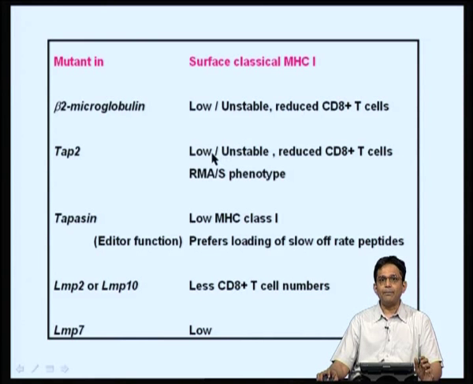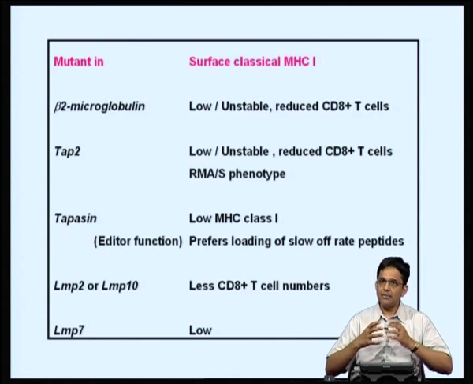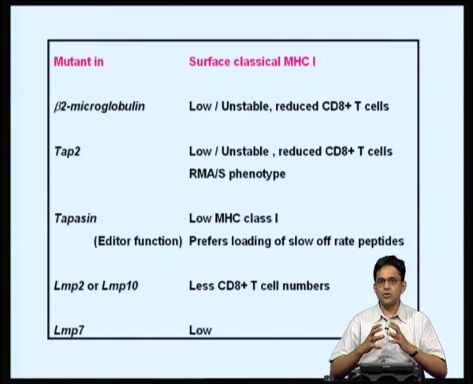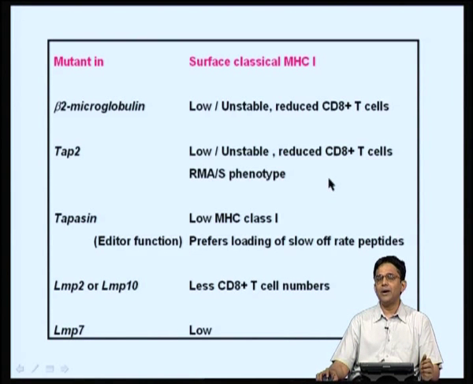Similarly in TAP2, if you have the TAP knockouts, you would again generate low or unstable MHC, primarily because the trimer is not properly formed. And again you would have reduced CD8 positive T cells, for the simple reason that selection in the thymus is not occurring because of a problem with the MHC peptide complex or lack of expression of the surface MHC peptide complexes.